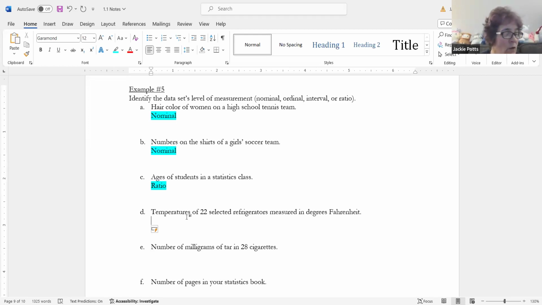All right. So temperatures of 22 refrigerators. That is quantitative. So is it ratio or interval? Well, can your refrigerator go to 0? The answer is yes. However, the problem is, is it the real 0? The answer again is no. So it is interval.